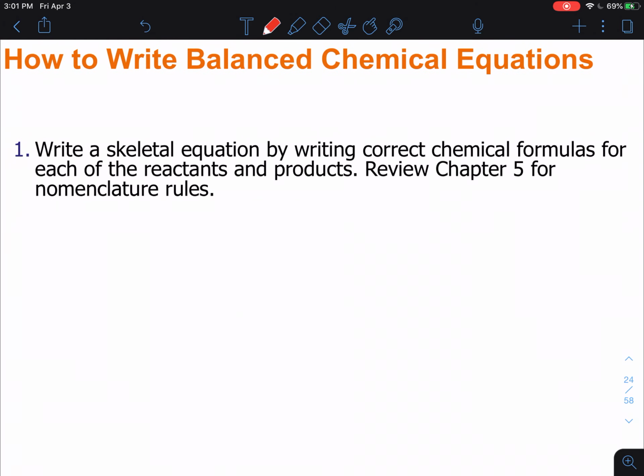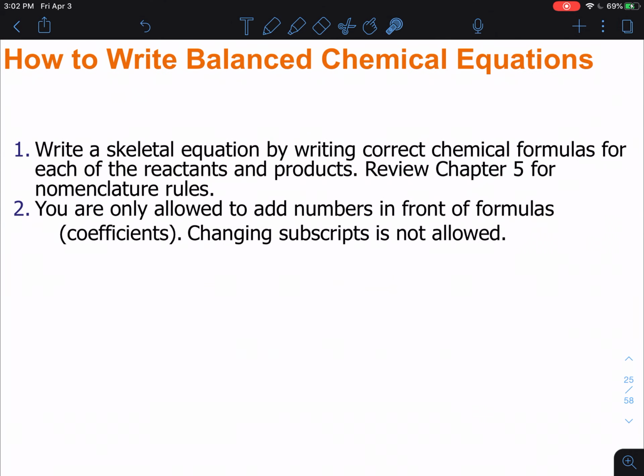So here is, in a nutshell, how to write balanced chemical reactions, and then we're going to balance them. So what you're going to do is write a skeleton equation, okay? Skeleton equation by writing correct chemical formulas for each reactant and product. And you're going to have to review Chapter 5 for nomenclature rules, okay? So you're going to have to know what aluminum sulfate is so you can write out this appropriate chemical reaction. You are only allowed to add numbers in front of the formulas. You're only allowed to change the coefficients. You are not allowed to change the subscripts, all right? Changing subscripts is not allowed.